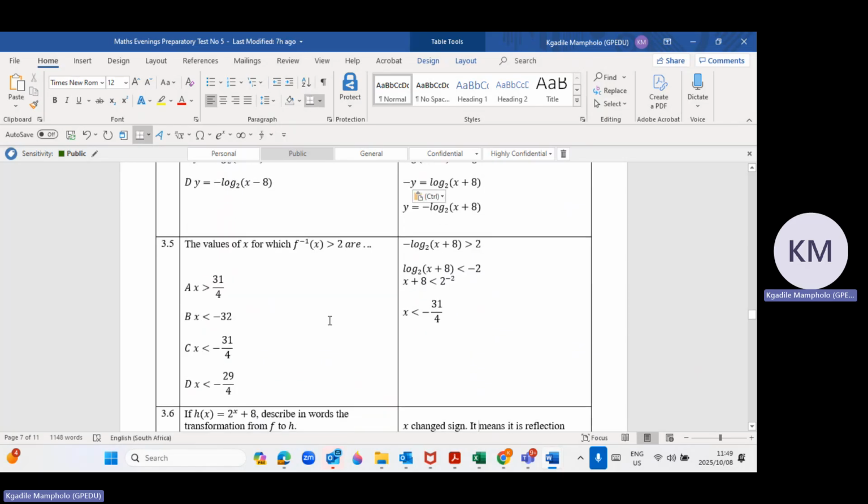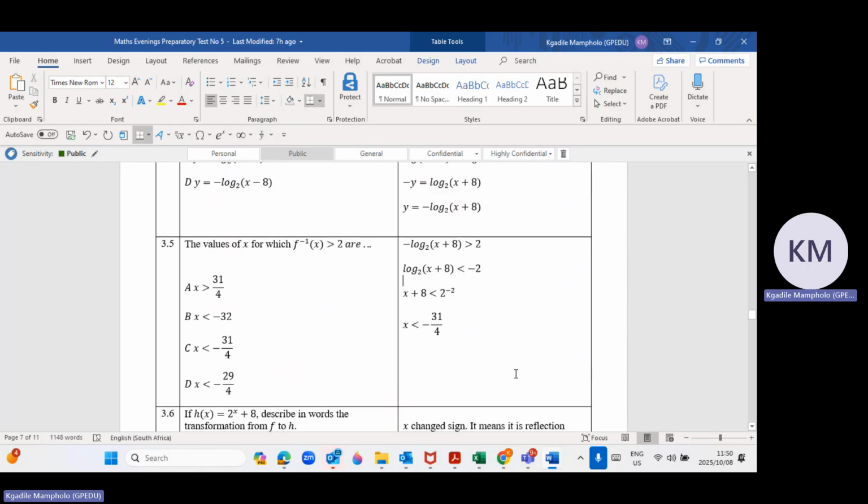3.5, the values of x for which the inverse of f at x is greater than 2. You just do that. You can just use the graph, but if you see that it can give, you can calculate. You'll just say it's greater than 2, change from log form to exponential form. This 2 will come here and make this minus 2 to be the exponent. Then you'll say x, 8 will go that side, it will be minus 31/4.